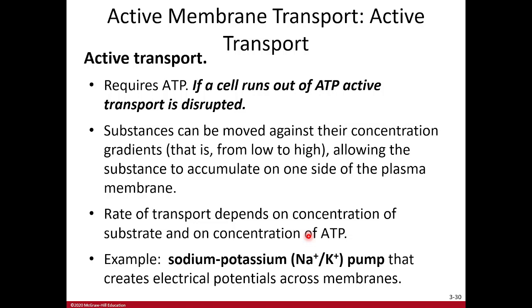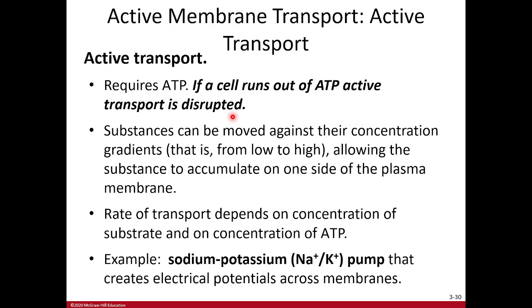Now we have this other form of transport that is known as active transport. Active transport requires ATP, and if a cell runs out of ATP, you won't transport these molecules, so the transport will be disrupted. Now, in active transport, you can move the substances against their concentration gradient, or from low concentration to high concentration.